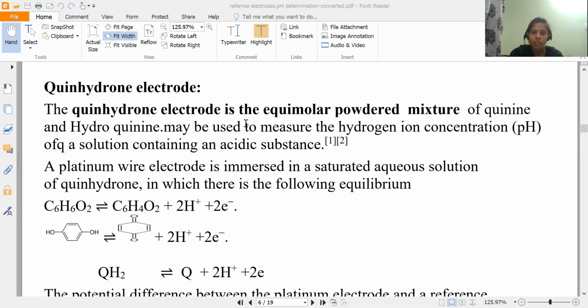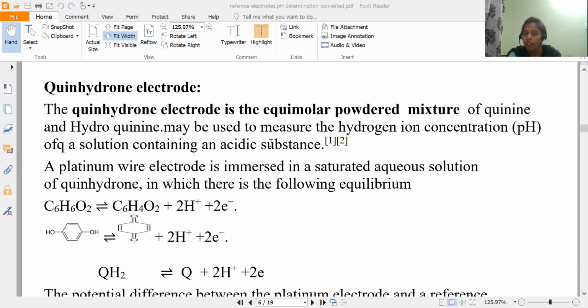The quinhydrone electrode is the equimolar powdered mixture of quinone and hydroquinone. Not quinine here, quinone. How is quinhydrone electrode powder prepared? By mixing two in equal quantity. What are the two here? Quinone and hydroquinone. By mixing quinone and hydroquinone, we synthesize the quinhydrone electrode powder. And it may be used to measure the hydrogen ion concentration. That means we can find the pH by using the quinhydrone electrode.